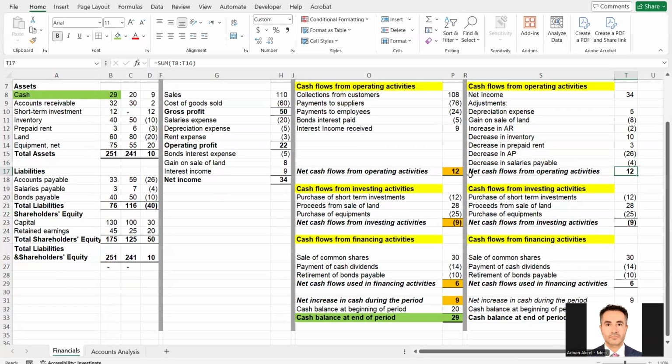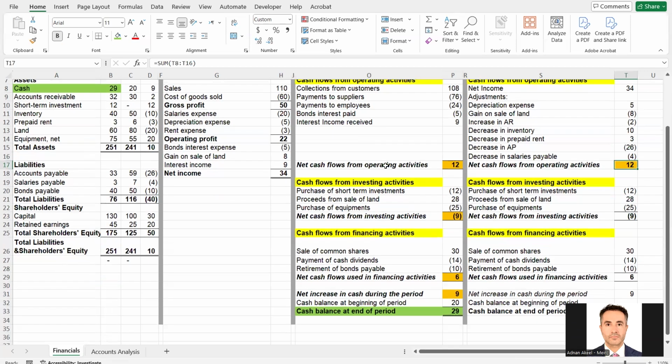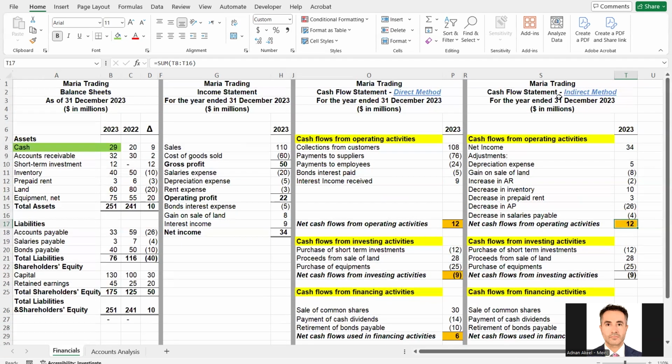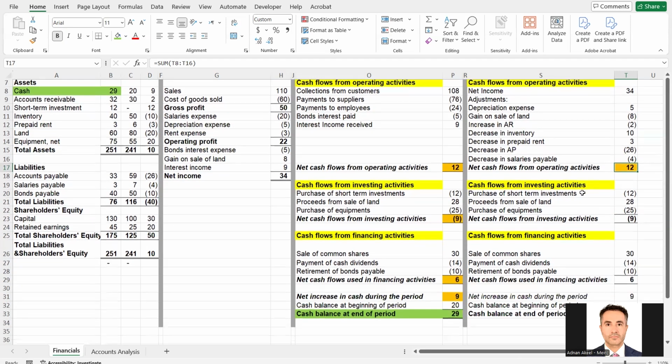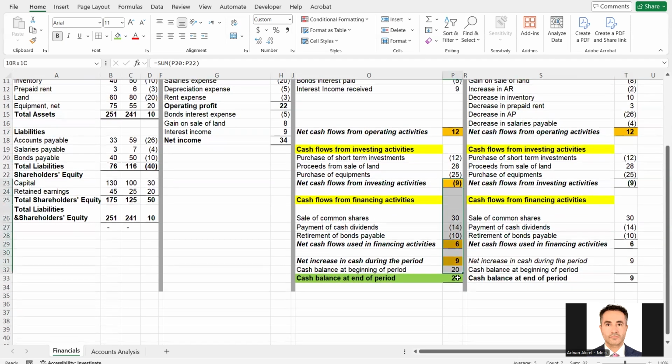Now, the most important thing, the net cash flow from operating activities, as you see it here, should be equal in both cases, whether under the direct method or the indirect method. If it is not equal, if it is not the same figure, there is something wrong, and you must reassess your work to figure out what is creating this imbalance, and it needs to be corrected. And similarly, we see that the remaining portions, whether investing or financing, are also the same.